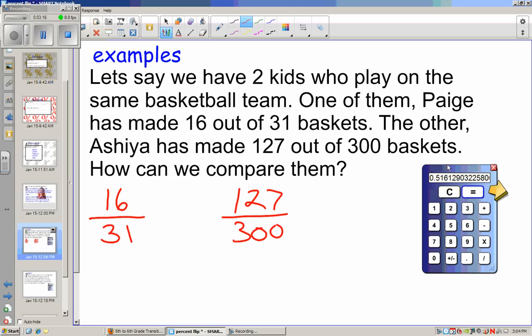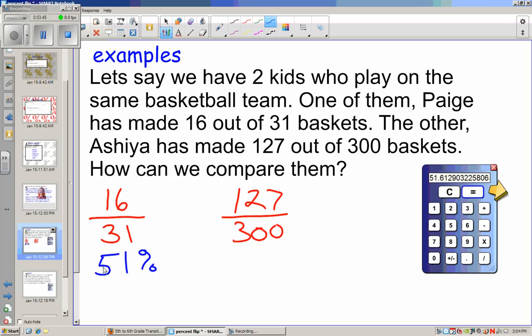Our second step was then we're going to multiply it by 100. So now if I take this number and I do times 100 equals, I get 51.6129. And really what we're looking for is those first two numbers, the whole numbers. So I'm going to say this is about 51%. And we could go even further. We could say it's 51.61 or anything like that.